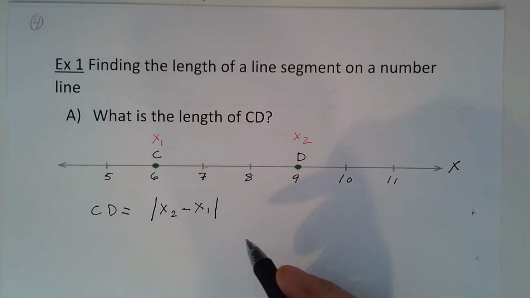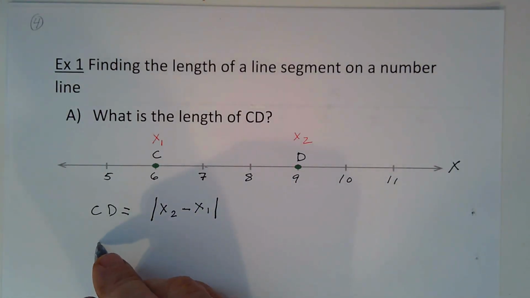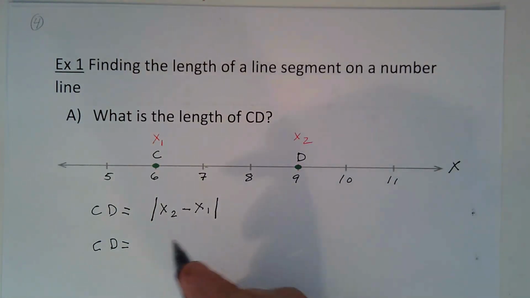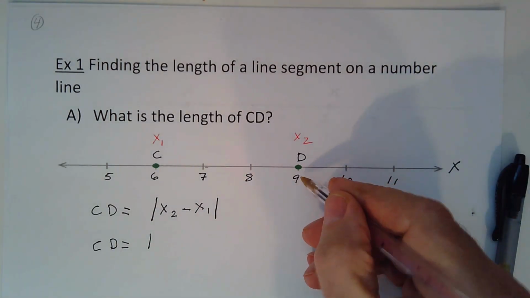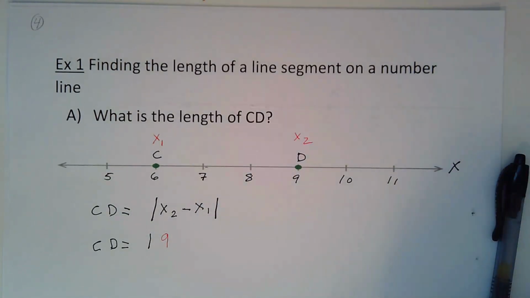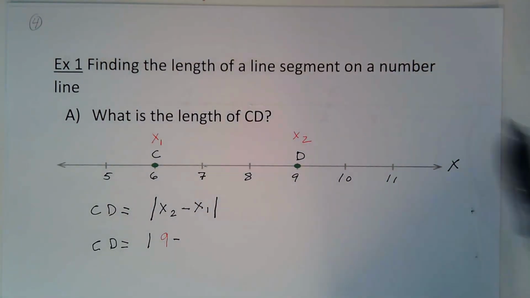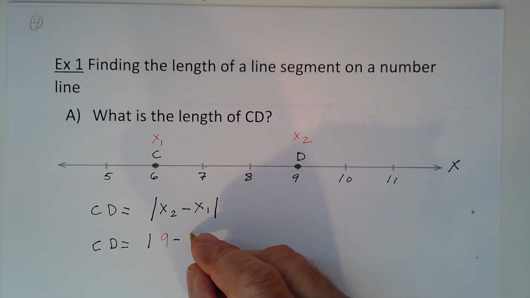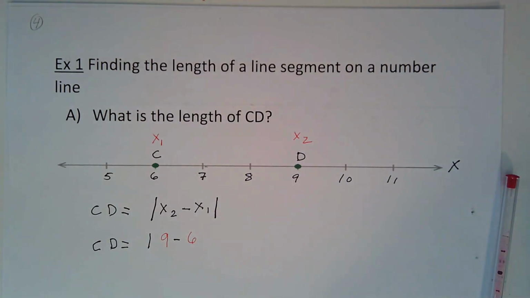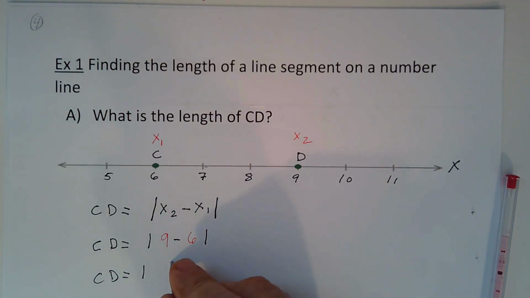So since we now know what x1 and x2 is, we're just going to go ahead and simplify this. So CD is going to equal the absolute value, and then we're going to insert our x2, and our x2 over here is actually 9. And our x1 coordinate over here is actually 6. So C and D, 9 minus 6. All right, so now you just simply subtract 6 from 9, and you get that CD equals the absolute value of 3.